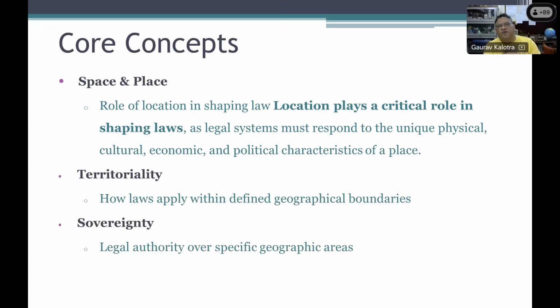Now the core concepts: space and place. When we talk about place, it is a specific location.